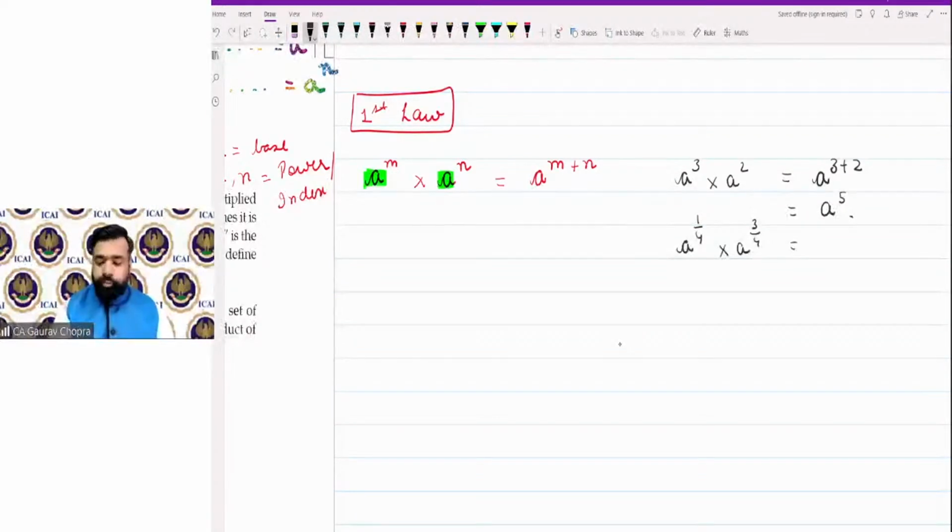All right. Yes. So what will be the answer for this? A to the power of 1 by 4 multiplied by a to the power of 3 by 4. So powers will get added: a to the power of 1 by 4 plus 3 by 4. It will become a to the power of 4 by 4, and 4 by 4 is 1, so a to the power of 1. That's it. So this is the first property of the law of indices.